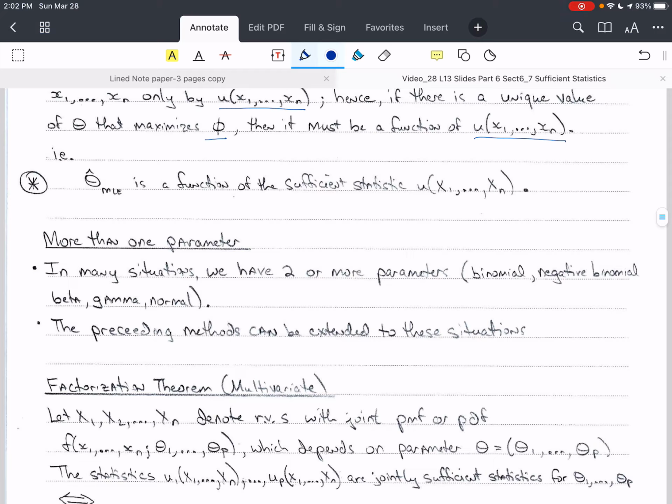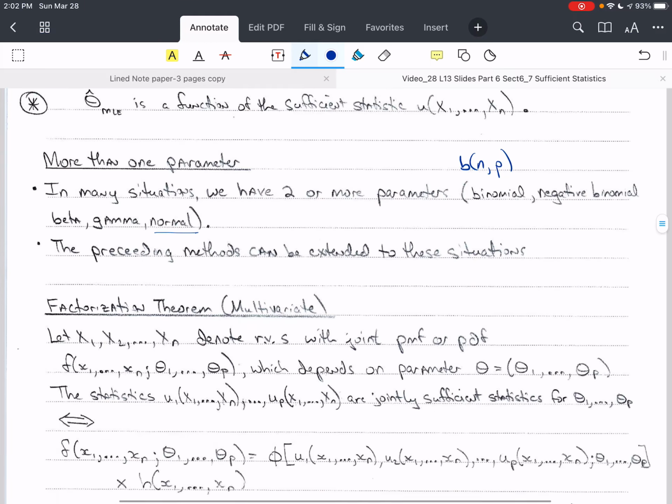So many times we have more than one parameter. We'd have the binomial. You say, well, that just has p. No, it has n and p, and we can maximize n, we could maximize p, so those could be parameters as well. The negative binomial has r and p, the beta has alpha and beta, the gamma has alpha and beta, the normal has mu and sigma squared. So we can extend these methods that we've learned so far to the new situations for multivariate parameters.